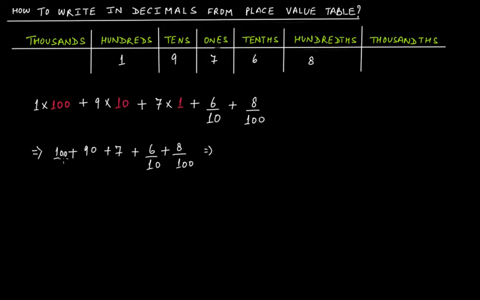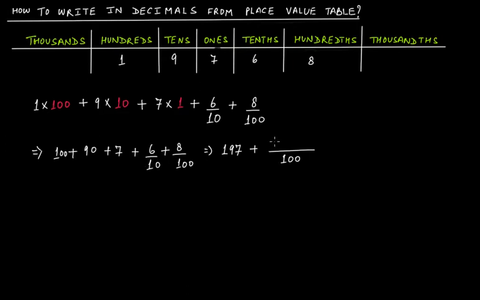This will be equal to what? 100 plus 90 is 190. This is 197 plus, if you solve this by taking the LCM of 10 and 100, now look at them, 10 and 100. Since 10 is a factor of 100, it means that 100 is completely divisible by 10. Therefore, the least common multiple, that is LCM, will be what? 100. So 100 is the LCM, and now you can solve it.